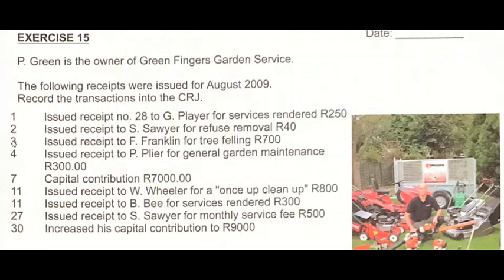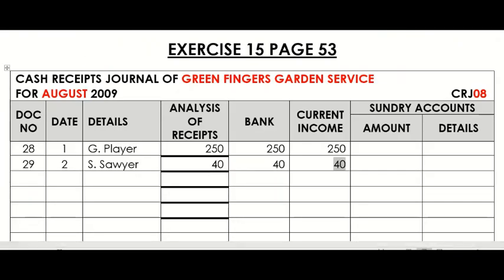The next transaction was on the 3rd. We issued a receipt to F. Franklin for tree felling. That's just cutting of a tree. Okay, 700 Rand. So when we record this, it will be receipt number 30. On the 3rd to F. Franklin, 700 Rand will go to our till. It's the only transaction for the day, so you can draw that nice thick line, indicating that you are cashing up your till, putting the money into your bank, and tree felling counts as a service, so it's current income.